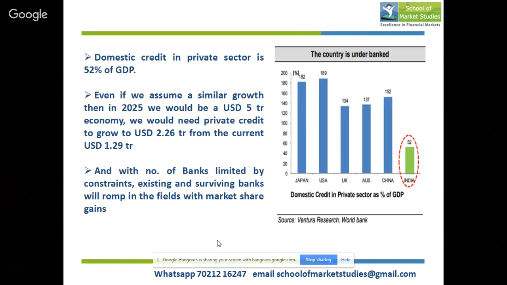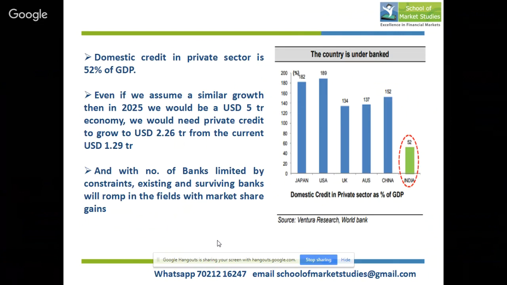Okay, now before we get on to evaluating which bank we should be looking at, the one very important thing is we should be able to ascertain the industry background. So what we see is that the domestic credit in private sector is 52% of the GDP. That means our country is grossly underbanked. And as you can see, compared to the international markets, whether it be Japan, USA, UK, or China, we are one third of them. So there is substantial room to grow.